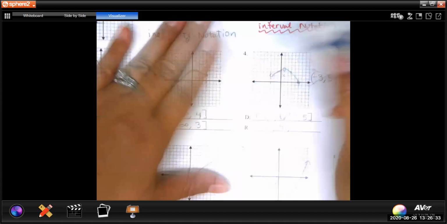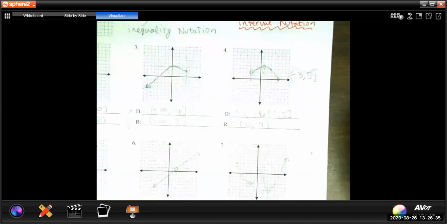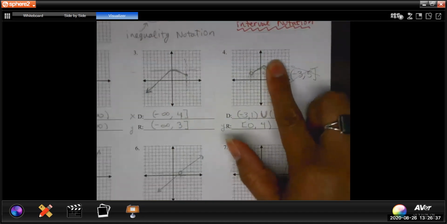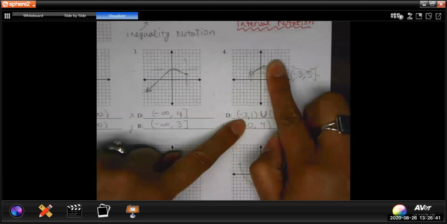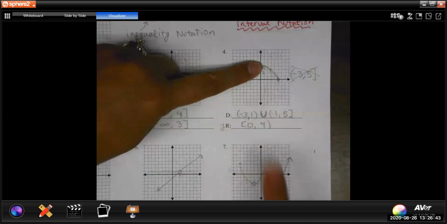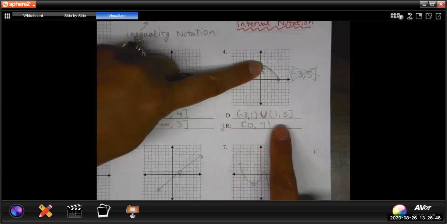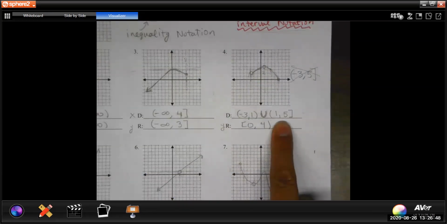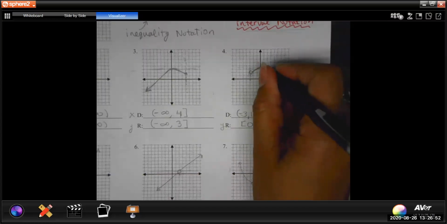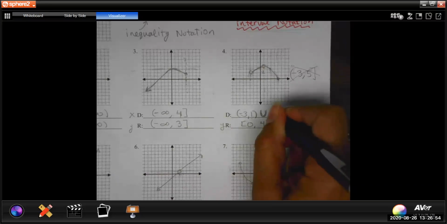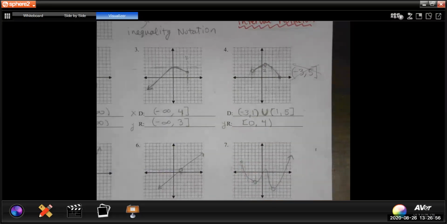Okay, so here's what you do. You look at that piece. -3, and then that circle right there is at 1. So -3 to 1. And this side goes again from 1 to 5. So 1 to 5. And 1 has to have parentheses because that's the open circle. That's the whole reason why we had to stop at the 1 and pick back up.